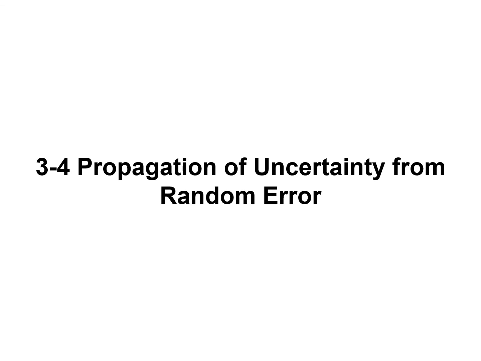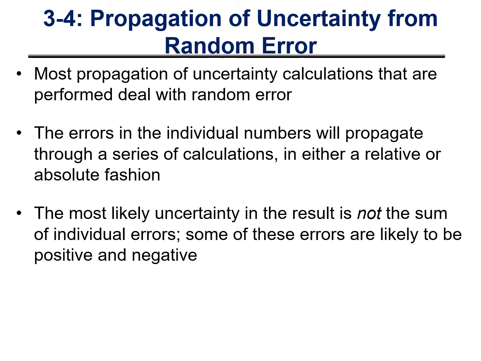In 3.4, we are going to discuss propagation of uncertainty from random error. Most propagation of uncertainty calculations that are performed deal with random error. The errors in the individual numbers will propagate through a series of calculations in either a relative or absolute fashion. And the most likely uncertainty in the result is not the sum of the individual errors.